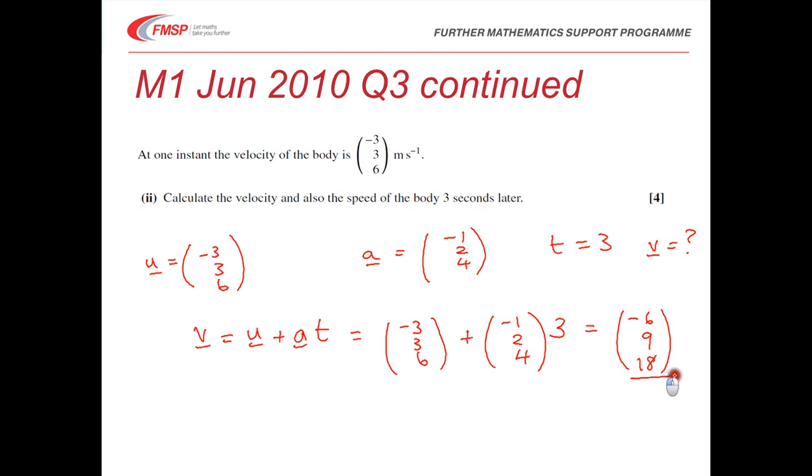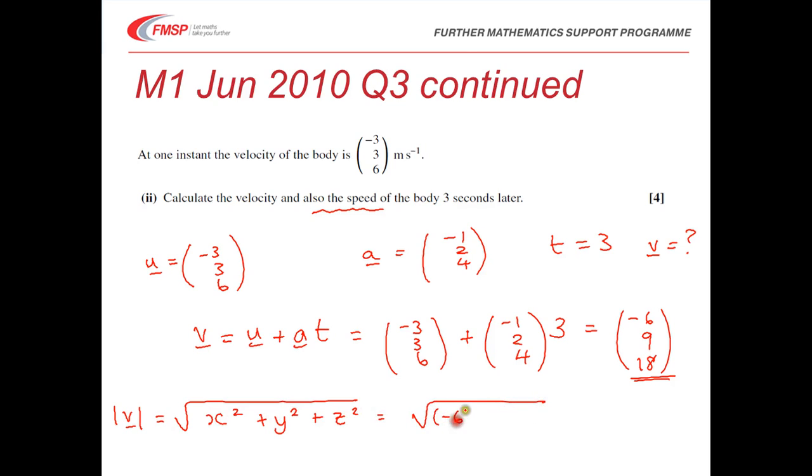Now it's tempting to stop at that point, but we've got to read the question carefully. Also the speed. We found the velocity. Velocity has direction, that's a vector, whereas speed is a number, that's a scalar quantity. Now, just like in 2 dimensions, you can use Pythagoras' theorem. Well, we can use Pythagoras' theorem in 3 dimensions to find the magnitude of this velocity, in other words, the speed.